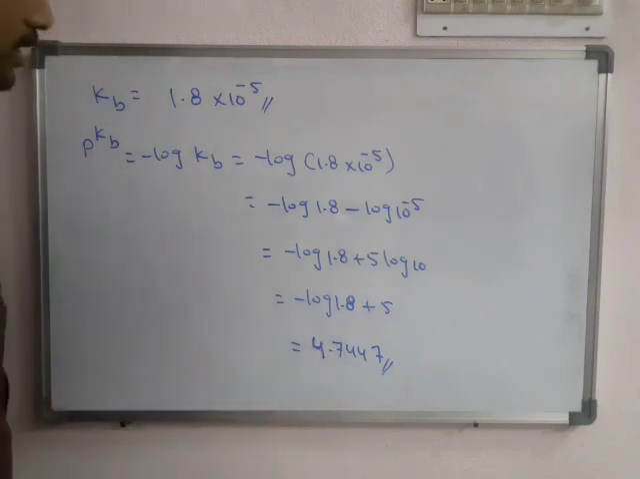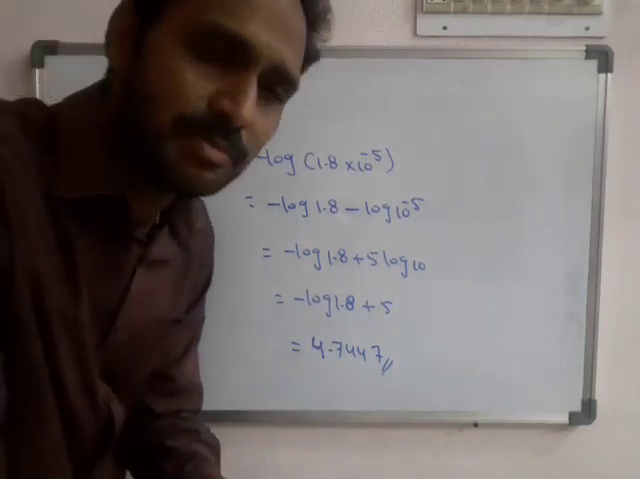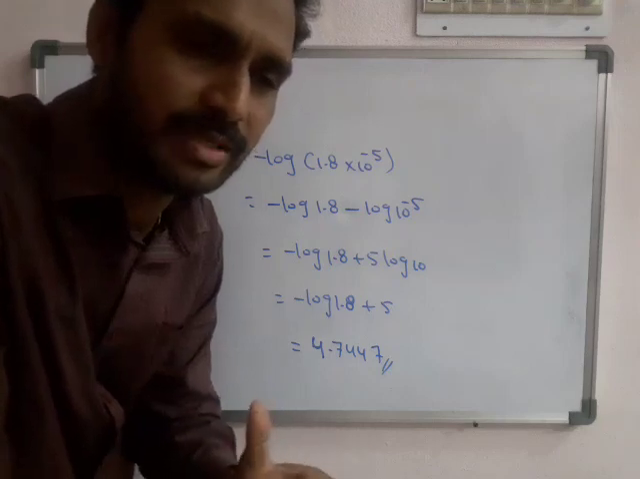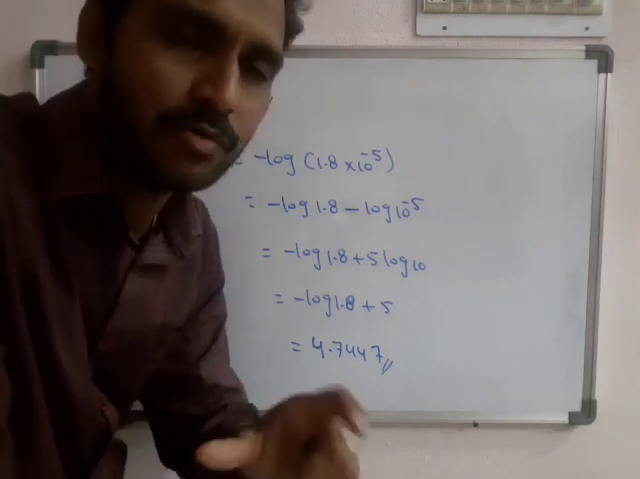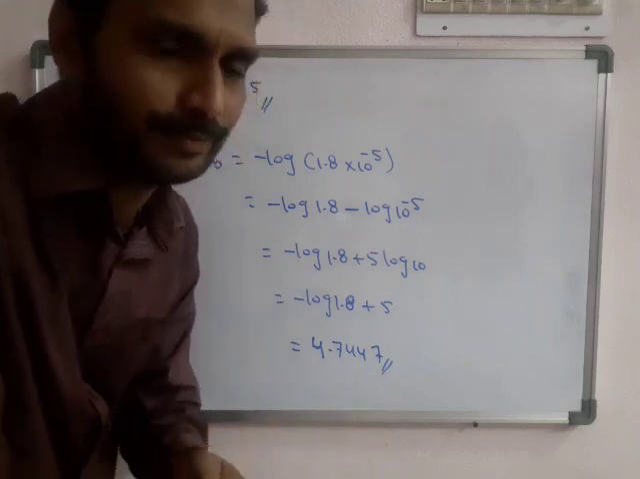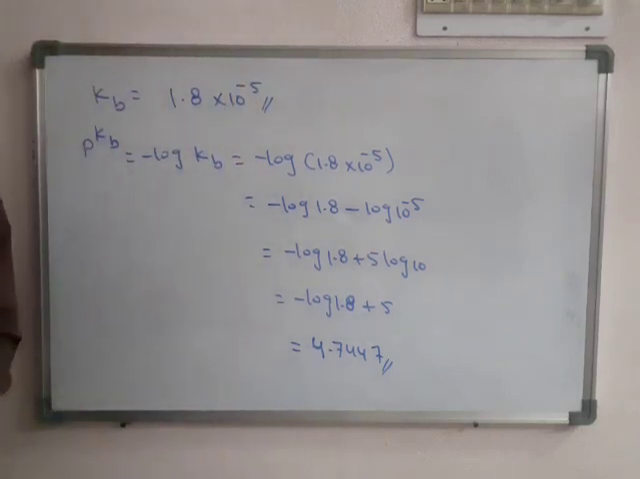Approximately, for most questions on weak bases, the pKb values are nearly 4, around 4.7 or so. Okay. Next, we will do some more problems in the next class.